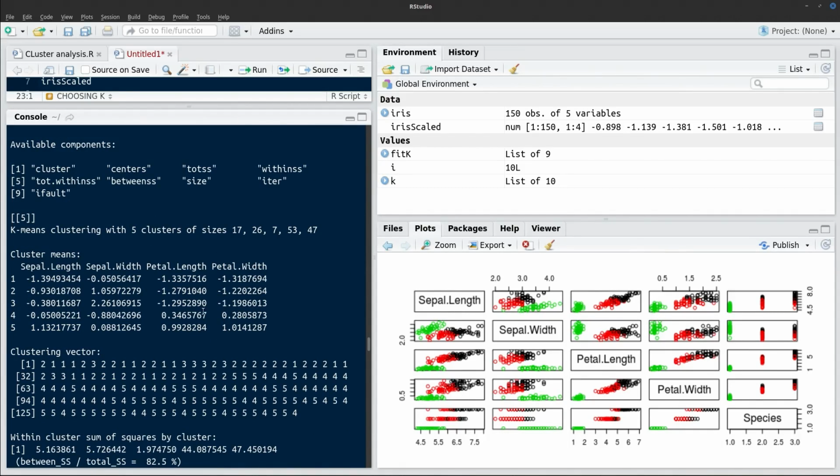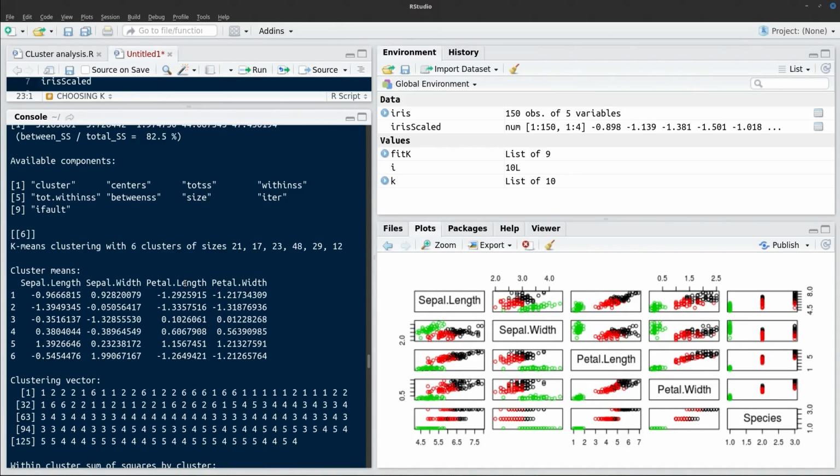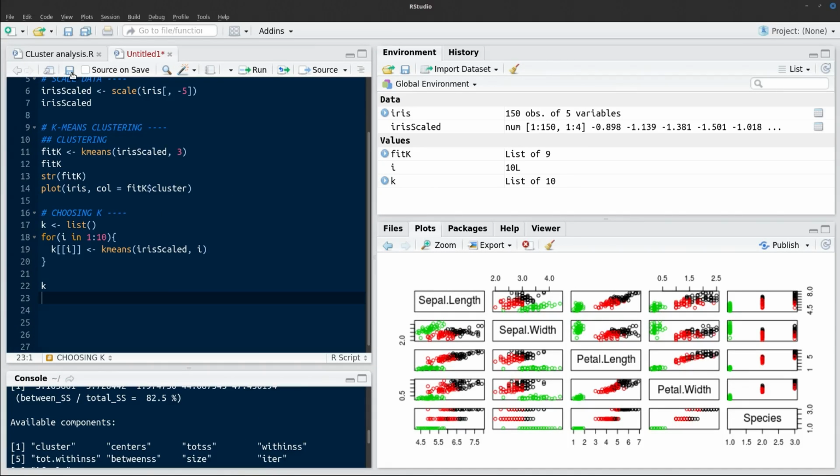And so actually, as we add clusters, this value will continue increasing. But what we can do is plot this percentage against the number of clusters that we have. And where we see sort of a shoulder or a kink in the plot, this is usually a pretty good indication as to the optimal number of clusters that we should be looking for. But I'll explain exactly what I mean by that.